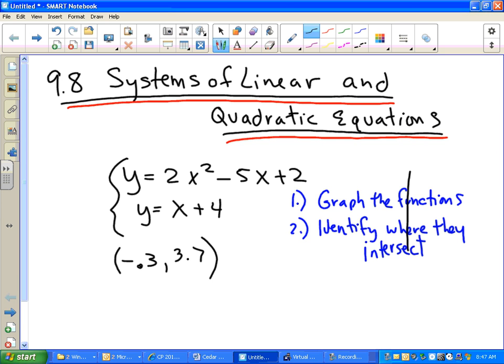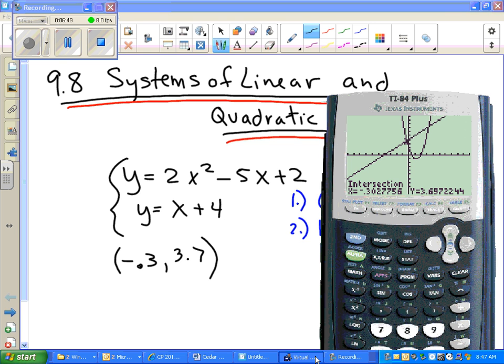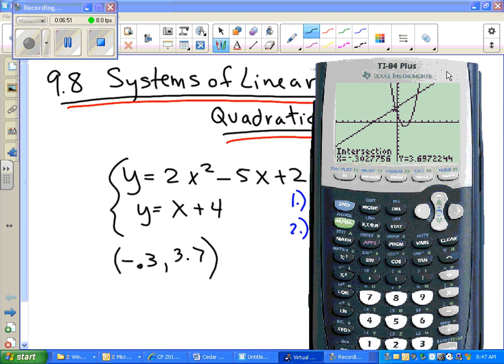I'll just round it to 3.7. All right, that's one of my intersection points. See if you can go back and find the intersection for the other point. We want to find this point up here where my arrow is pointing. Use the same steps and try to find the other intersection point, because notice that there's two intersection points.